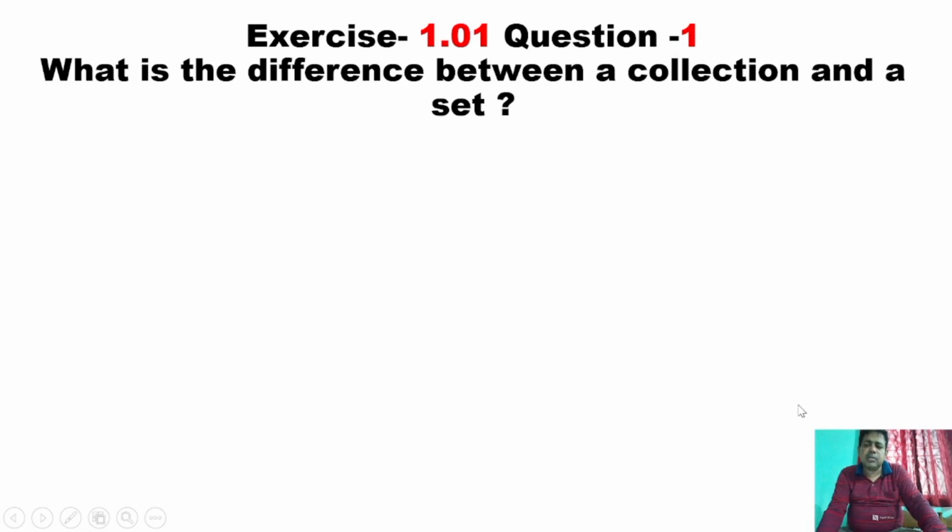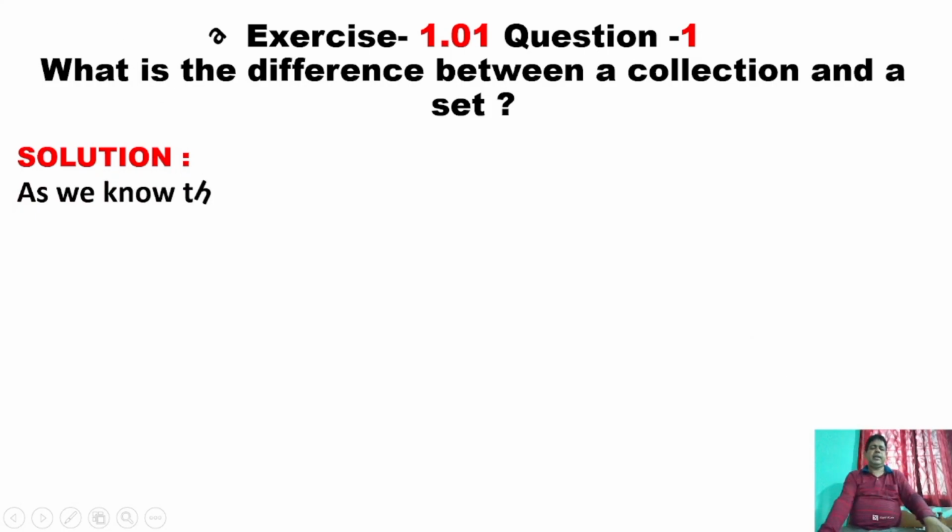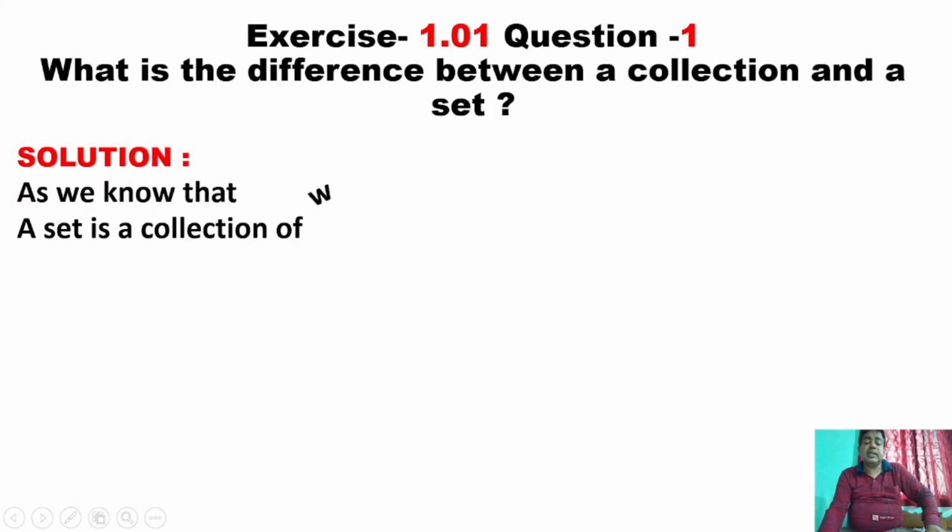In the first class we already learned the definition of a set. What is the definition of a set? As per the definition, we know that a set is a collection of well-defined elements. It means a set is a collection, and it must have well-defined elements.